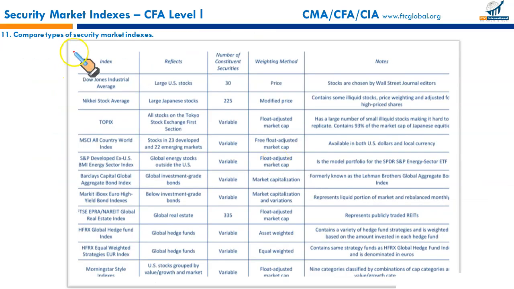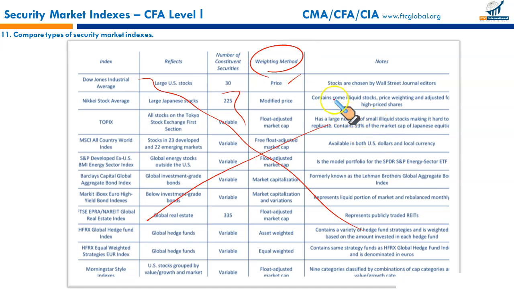Finally, compare types of securities and market indices. We just need to go through these and read them for your understanding: the famous indices, their composition, constituent securities, and weighting methods. Going through this a couple of times should be sufficient. So that completes your reading on security market indices. Now we'll do questions.